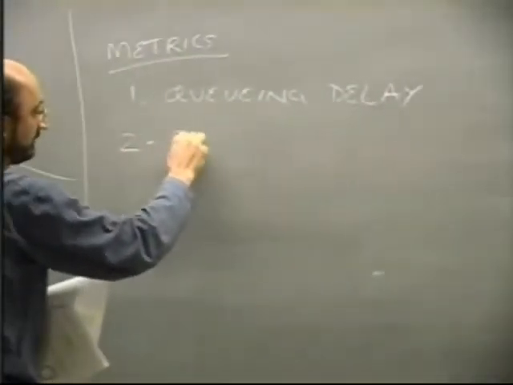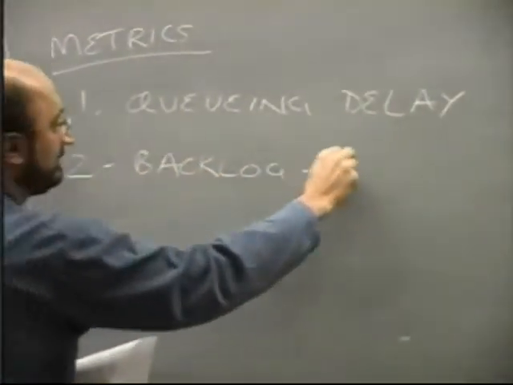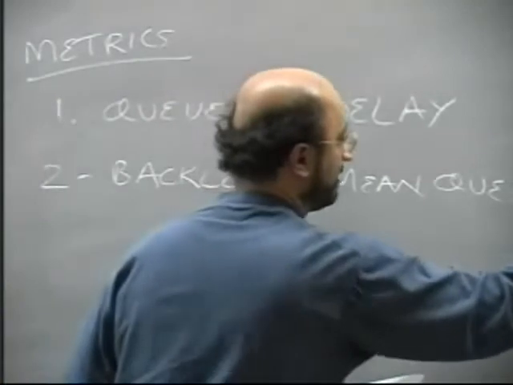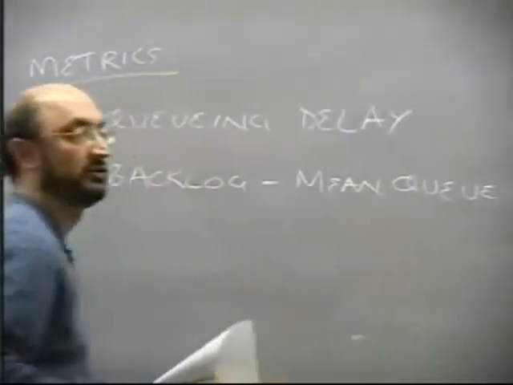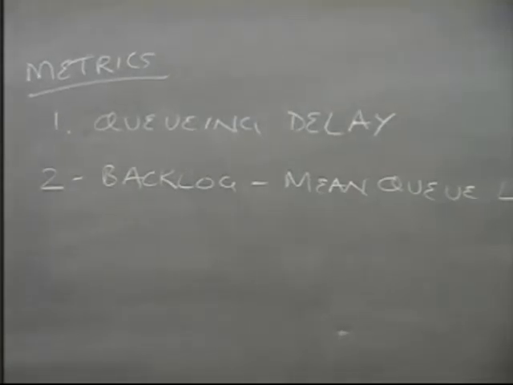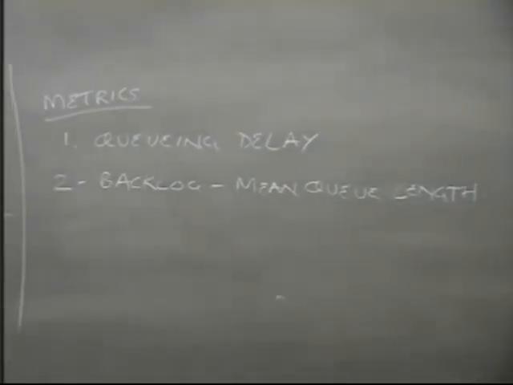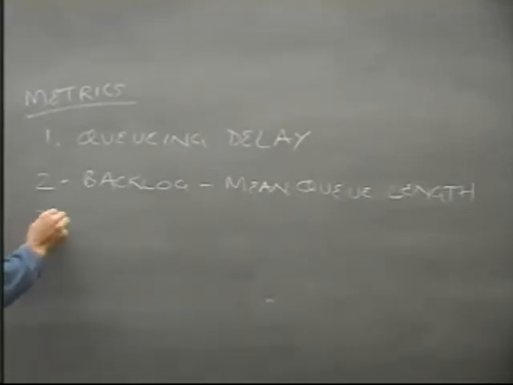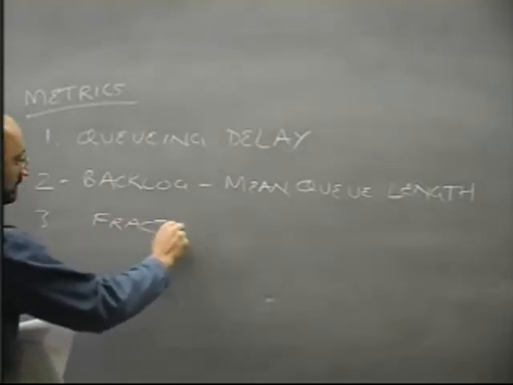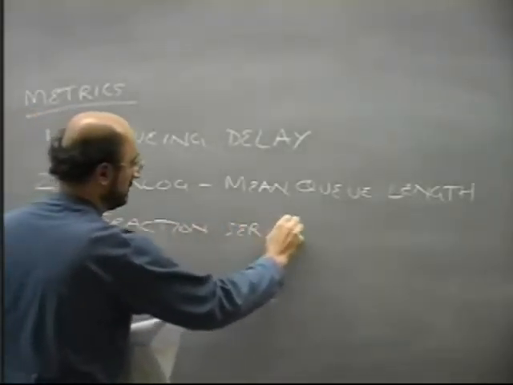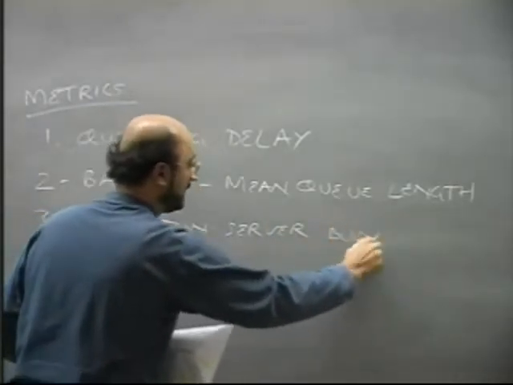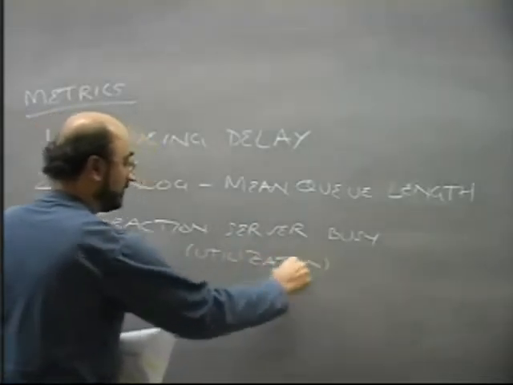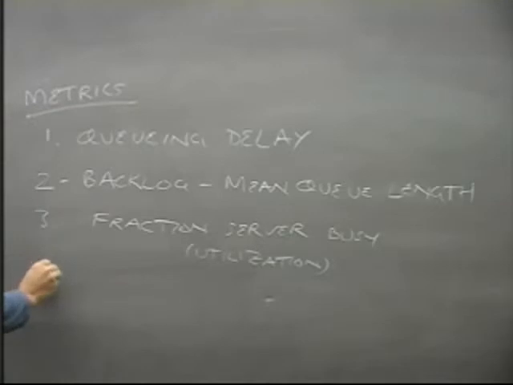The second thing is the backlog. It's the mean queue length. So what is the mean queue length, right? And of course, what I was saying earlier was that when you have lambda greater than mu, then you have an infinite backlog. Okay, it's an unstable system. The third thing is the fraction of time the server is busy. And this is also called the utilization. And again, for obvious reasons, you want the utilization to be less than 1.